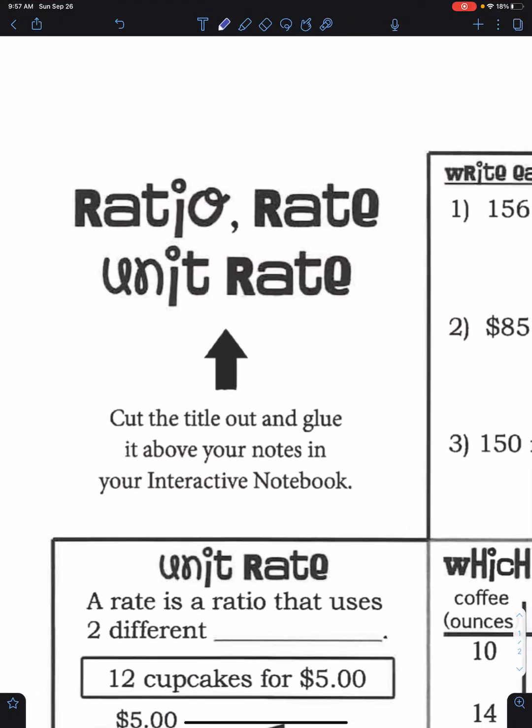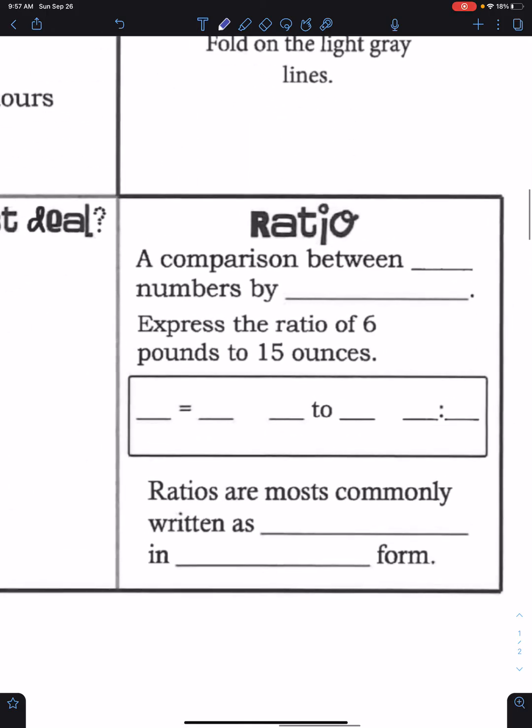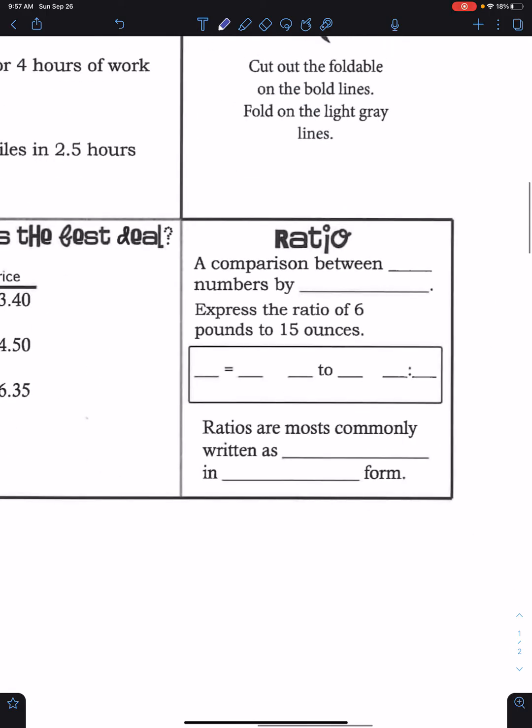Right, today we're going to be talking about ratio, rate, and unit rate. Let's start by looking at what a ratio is. A ratio is a comparison between two numbers using division. There are three ways to write a ratio, so let's look at those.